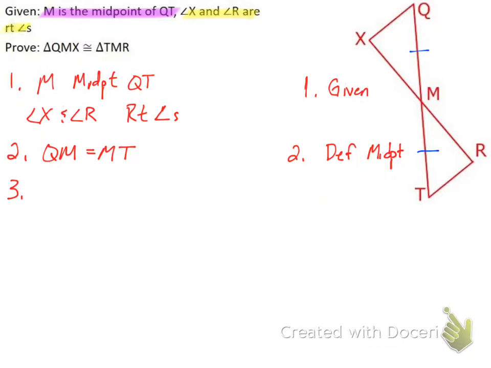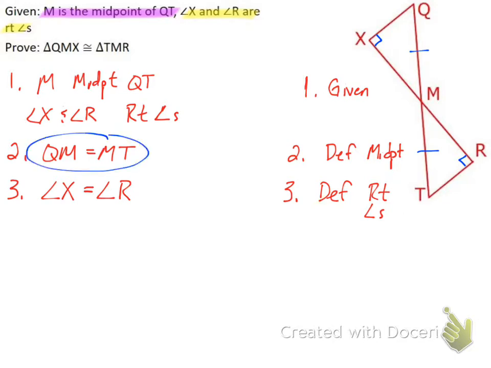This is my second given statement. X and R are both right angles. So if I know that X and R are both right angles, I know that they're going to be equal to each other. So angle X is equal to angle R. And again, I'm going to use the same words, so definition of right angles. I've got two things equal, so I just need to find a third.